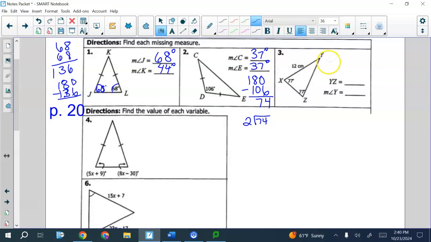All right, number 3, YZ is going to be the same because those base angles are both 77. So YZ is the same as XY, which is 12 centimeters. And then to find the measure of angle Y, we've used 77 and 77. So add those up. So you've used 154. Then subtract that from 180 to figure out that missing angle.